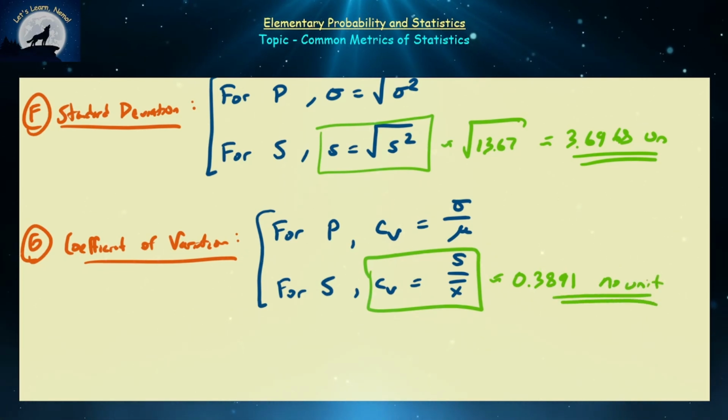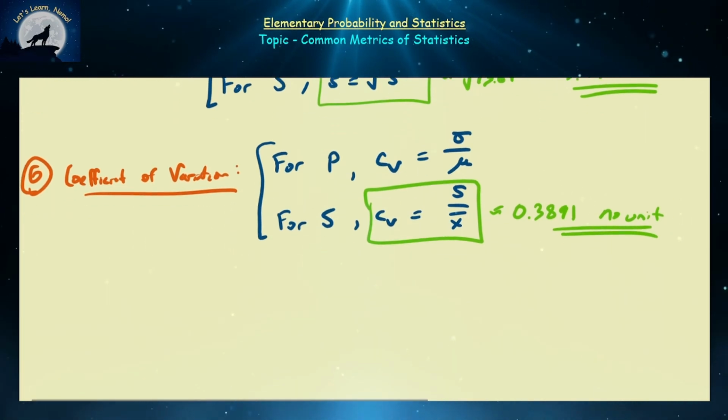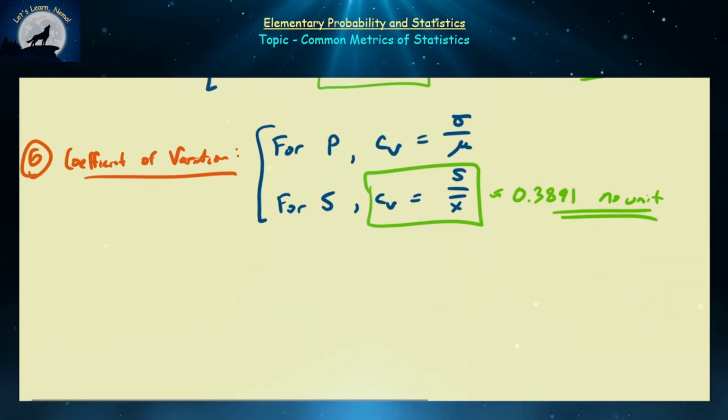So if you want to compare, for example, the variance in heights versus the variance in weights, those are completely different units, so you can't really compare them directly to one another. But you can find the coefficient of variation for heights and weights and then compare them, because now they don't have units, and hence are a little bit more comparable than they were before.